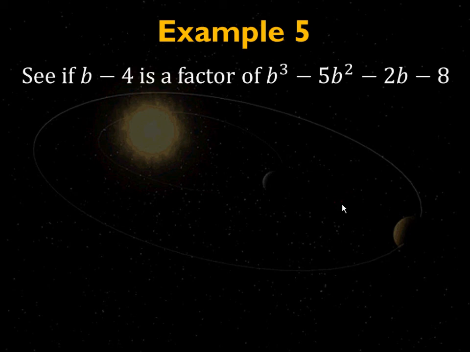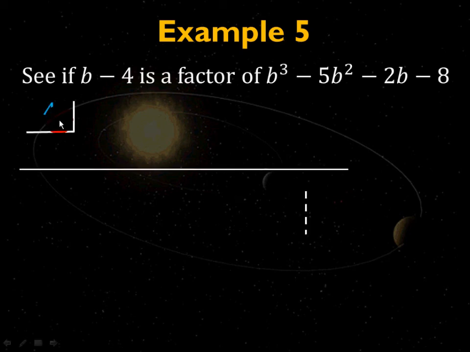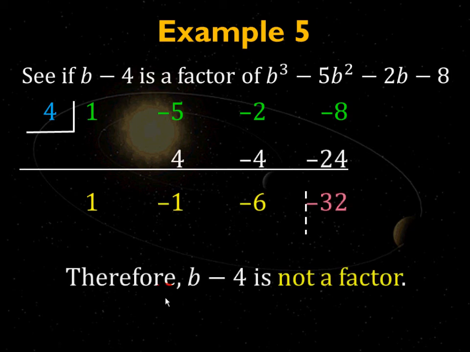Alright, so to set up the synthetic substitution, we put in c equaling 4, and we set up our coefficients as such, 1, -5, -2, -8. Again, I'm going to go through this quickly so that you can get on with your life. And unfortunately, the remainder is -32. So b minus 4 is not a factor of b cubed minus 5b squared minus 2b minus 8. If it were a factor, the remainder would be 0. And again, by the remainder theorem, if you plugged in 4 to this equation, you would end up with -32. And that's what the remainder theorem says.